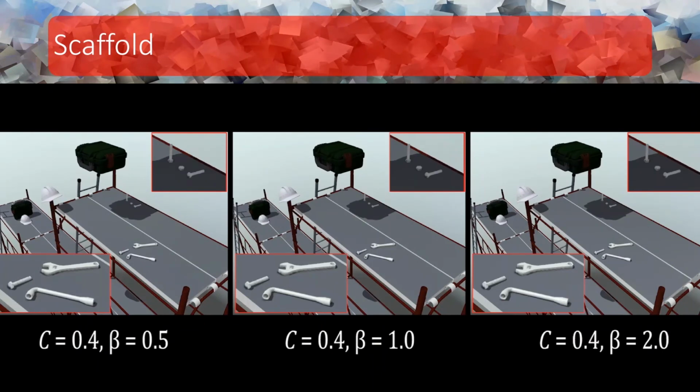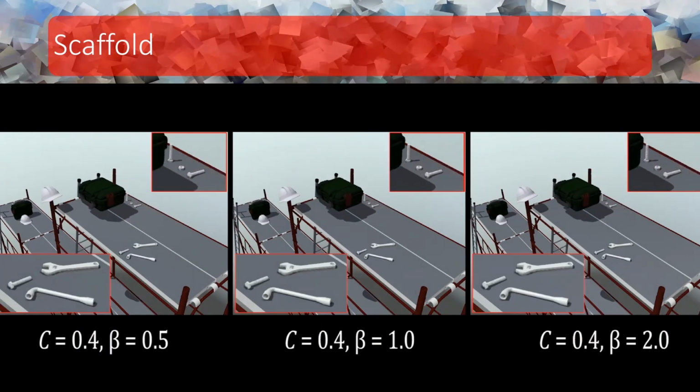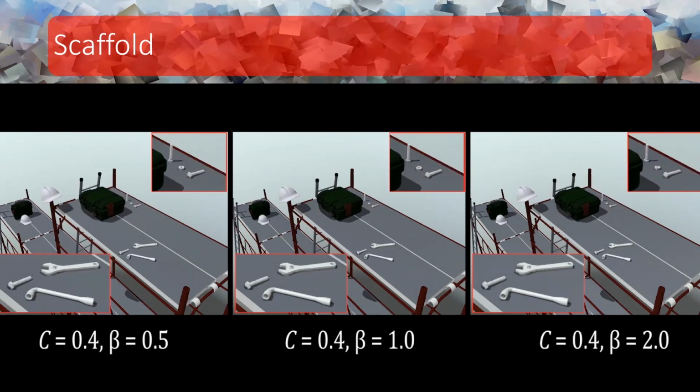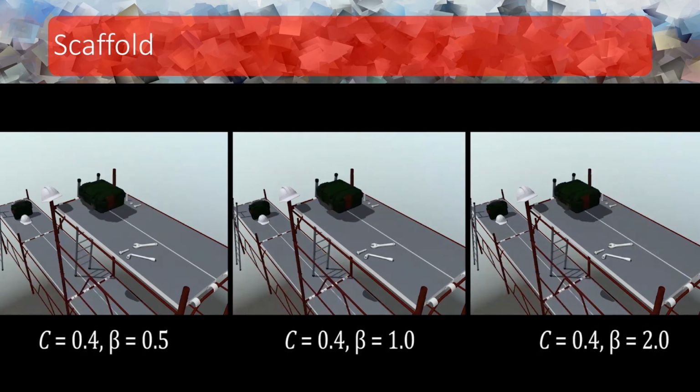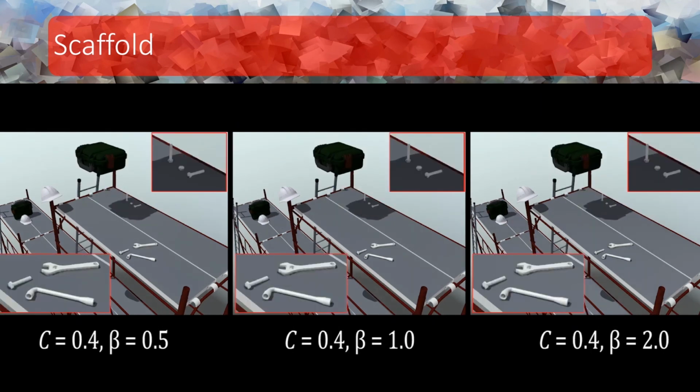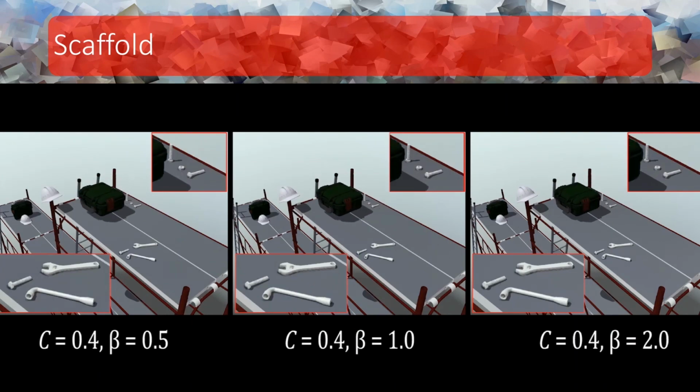Applying the spatial attenuation model to the scaffold example, the approach plausibly simulates the response to the toolbox falling on the scaffold. The constant c is tuned for each specific object, but by modifying the exponent term beta, we can control the localization of the response.